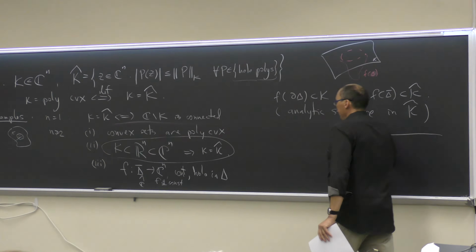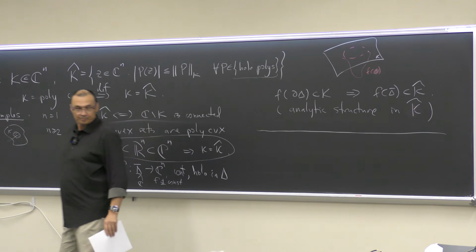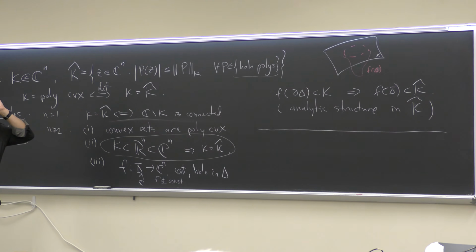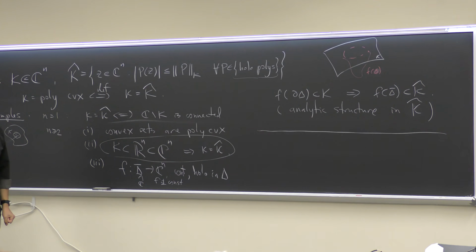All right, any questions? Sorry, is the last thing you said that there are totally real submanifolds that aren't polynomially convex? Yeah, you can have a totally real disk, which is not polynomially convex.